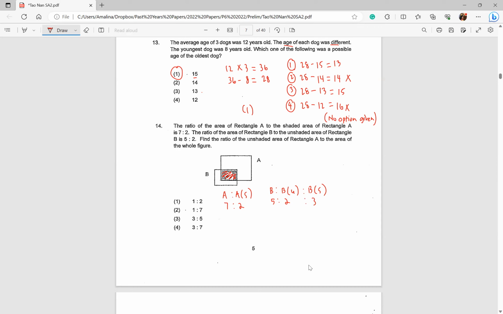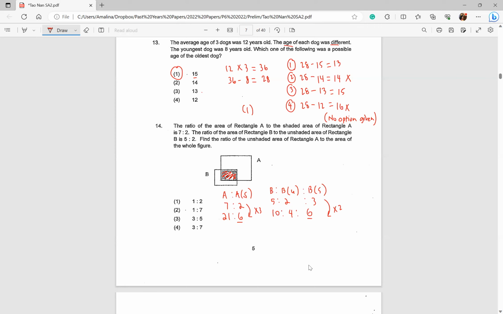So I know that the shaded part is the common base, and I find my lowest common multiple. For 2 and 3, the LCM will be 6. So multiply this side by 3, I get 21:6. On my right-hand side, I multiply this by 2, I get the ratio 10:4:6. So that's the common base for this.